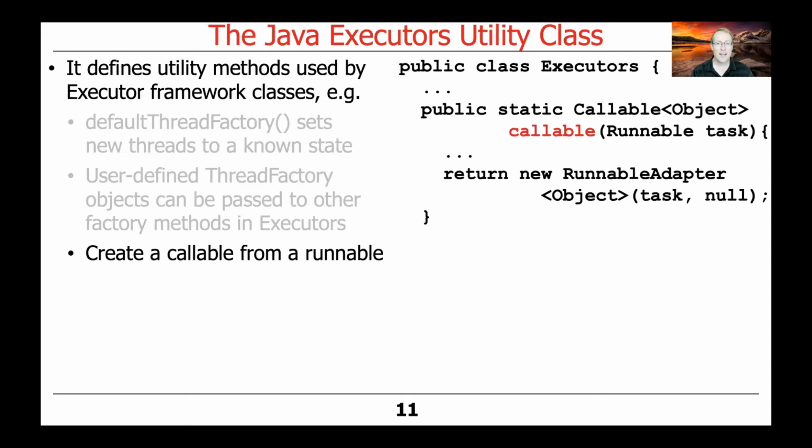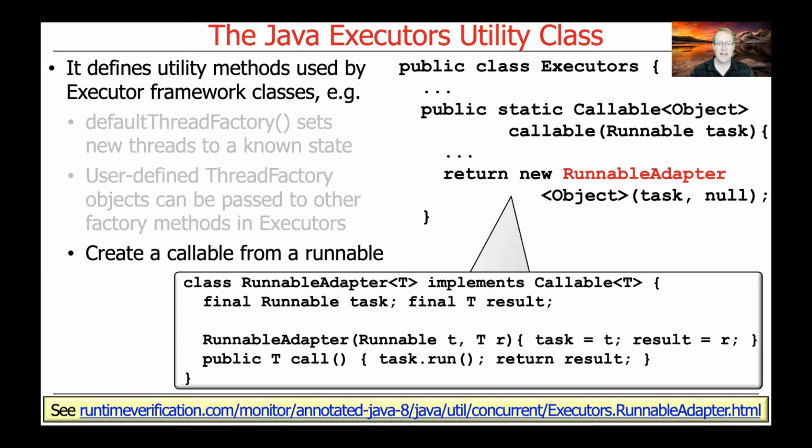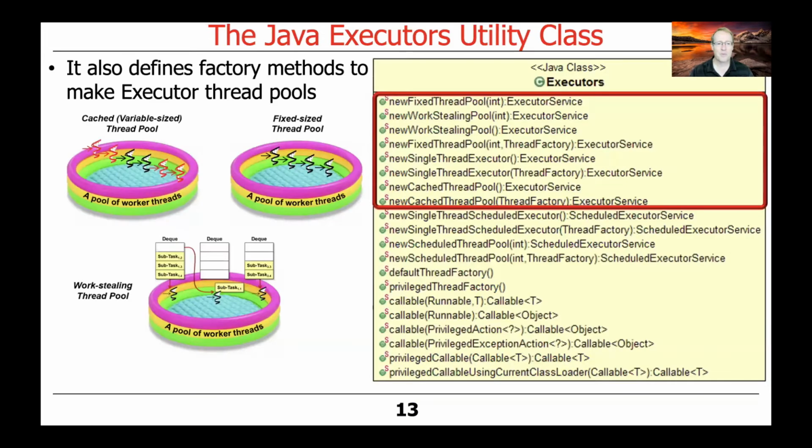There's also a little helper method that is used to take a runnable and turn it into a callable. You can see there's something called a RunnableAdapter, and this implements Callable, and it stores a Runnable task, and then the call hook method in the RunnableAdapter calls the run hook method on the stashed Runnable. So it's a very, very straightforward way of being able to convert back and forth between runnables and callables.